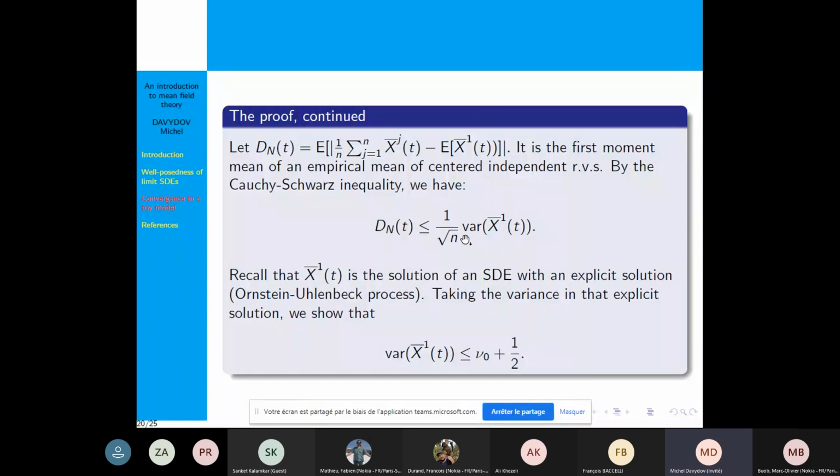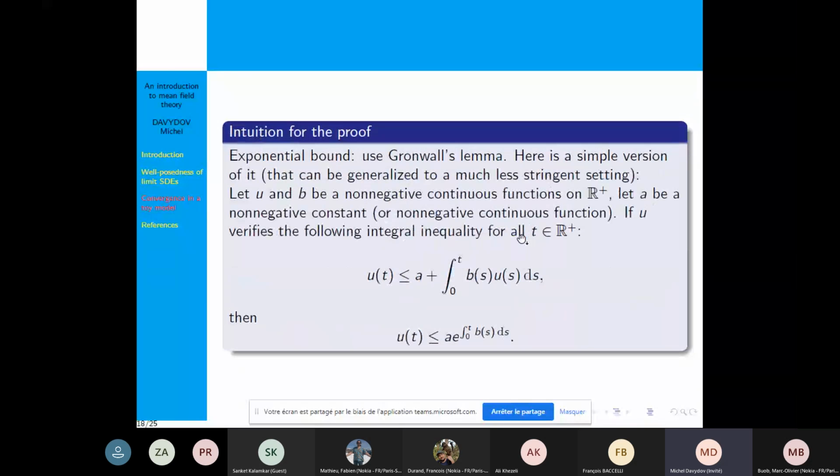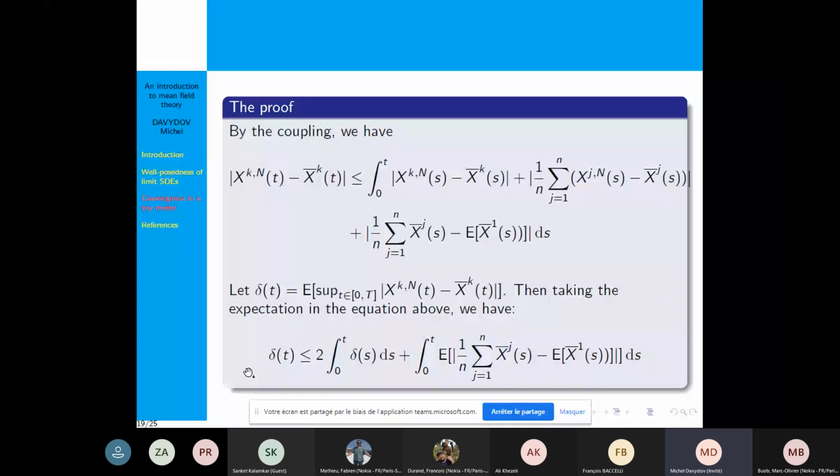So all that we have to do now is bound this variance, because once we have done this, we'll be exactly in the situation of Grunwald's lemma that I've described. We'll have here 1 over square root of n times the constant plus something that depends on the function itself. Just here b will be equal to 2. If you can bound this by 1 over square root of n times a constant, you get by Grunwald's lemma exactly what we want.